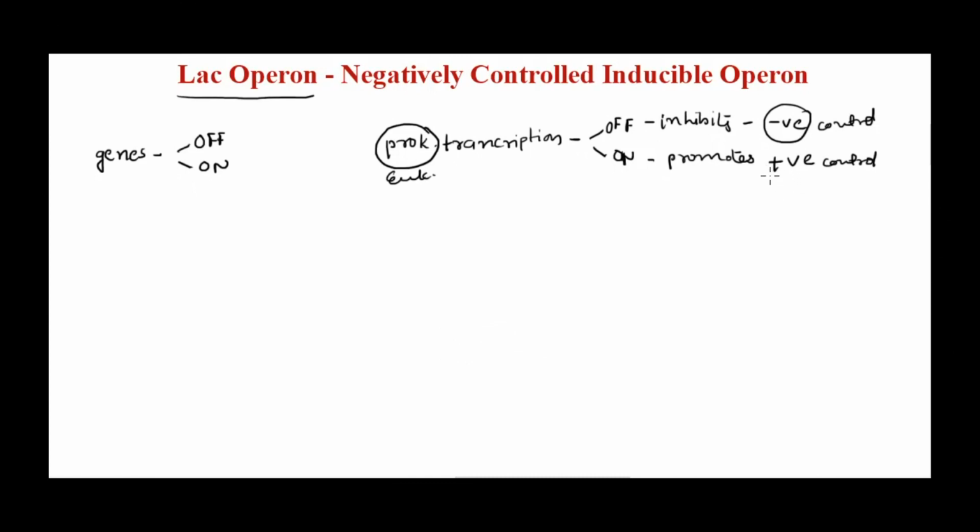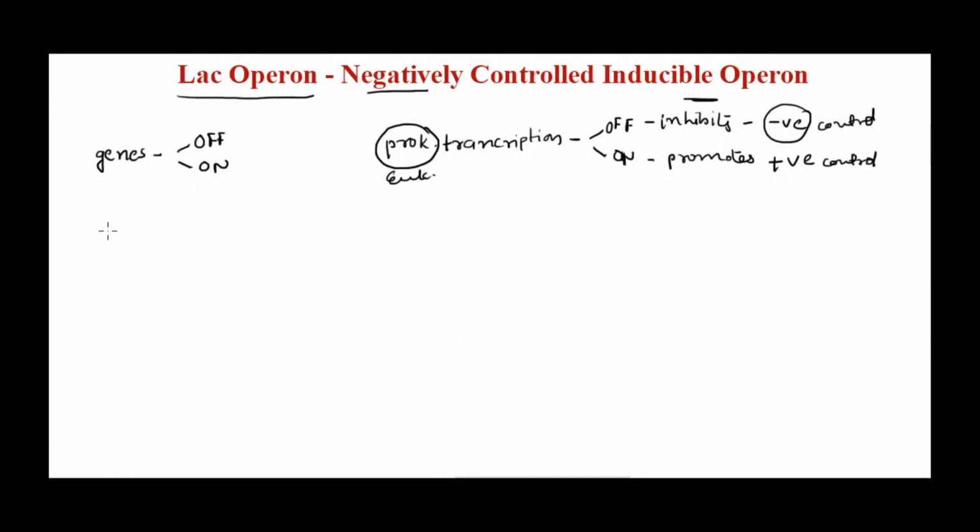Now as we go on and see different types of Operon, you will understand which one is positive and which one is negative. Today what we are talking about is the Lac Operon, and that is a negatively controlled inducible Operon. What is this long fancy name? Negatively controlled. Okay, let's look at it this way.